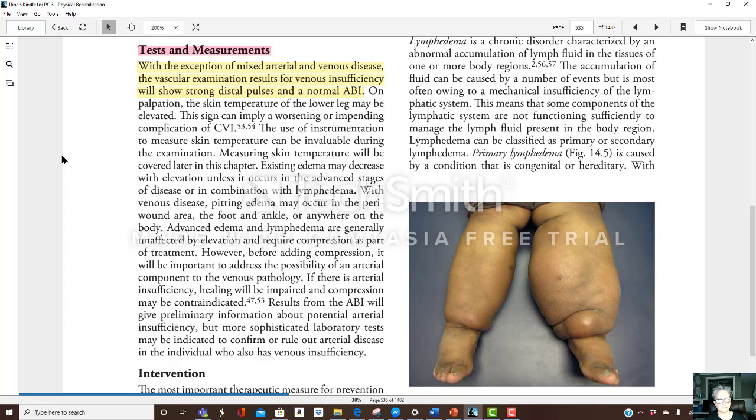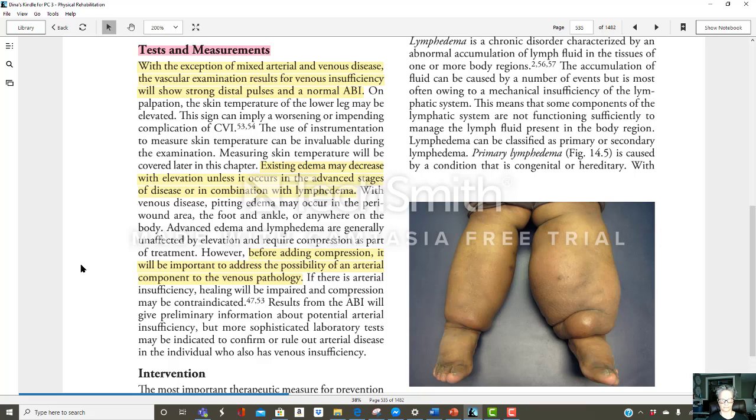Existing edema may decrease with elevation unless it occurs in the advanced stages of disease or in combination with lymphedema. With venous disease, pitting edema may occur in the periwound area, the foot and ankle, or anywhere on the body. Advanced edema and lymphedema are generally unaffected by elevation and require compression as part of treatment. However, before adding compression, it will be important to address the possibility of an arterial component to the venous pathology. If there is arterial insufficiency, healing will be impaired and compression may be contraindicated.